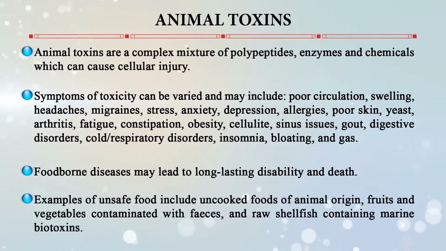Examples of unsafe food include uncooked food of animal origin, fruits and vegetables that could be contaminated with feces, and also raw shellfish. This can contain various algal and marine biotoxins. So all this can cause foodborne infections.